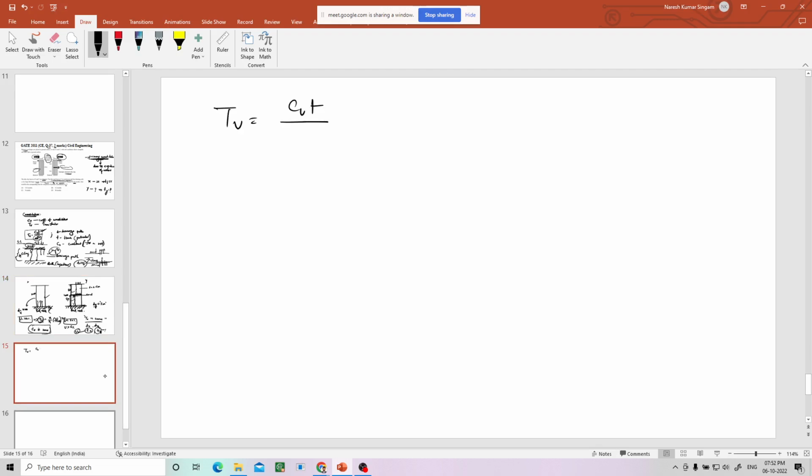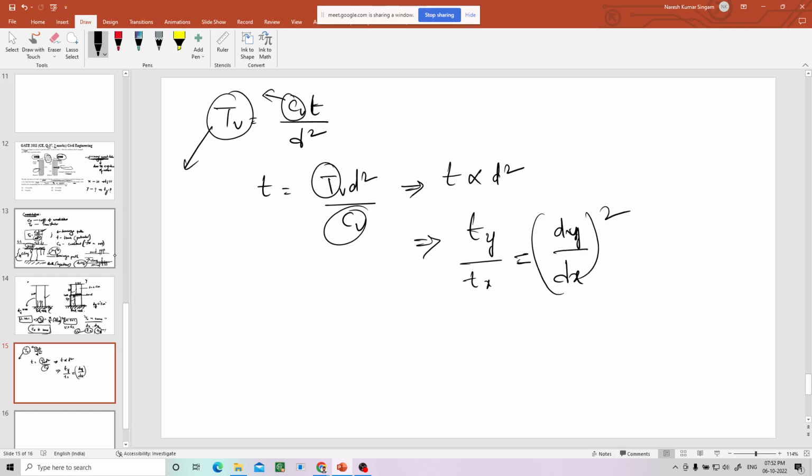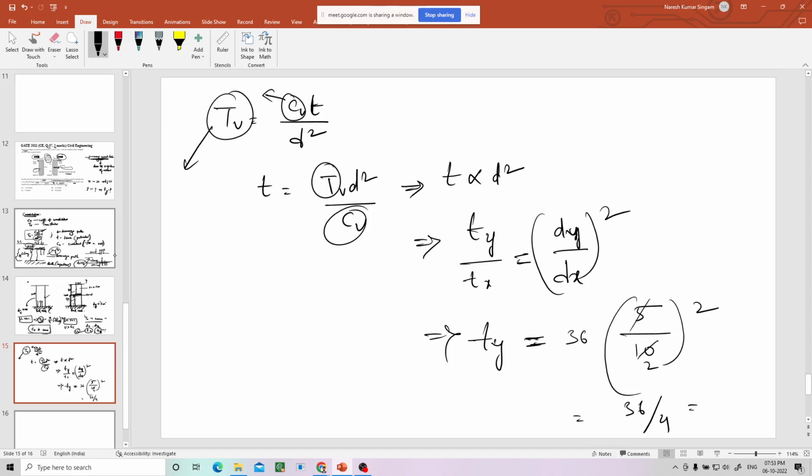Tv equals Cv t by d square. This is the formula. So this is constant, this is constant for both. Now t equals Tv d square by Cv. If this is constant for both sides, t is proportional to d square. Ty by Tx equals (dy by dx) whole square, right? So what is Tx? 36 months. What is dy? 5 meter. What is dx? 10 meter. 5 by 10 whole square is 1 by 4, so 36 by 4, 9 months.